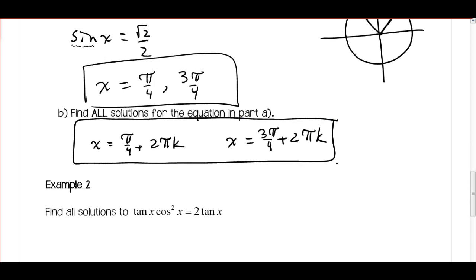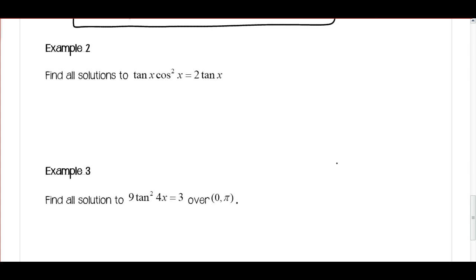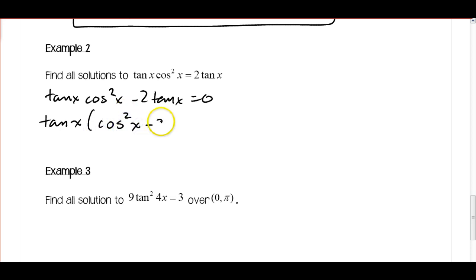Alright, moving on to example 2. Find all solutions. So I'm going to bring my term on the right over to the left. So I have tan x cosine squared x minus 2 tan x is equal to 0. Each term has a tangent in common, so I'm going to factor that out. So I get tan x times cosine squared x minus 2 is equal to 0.